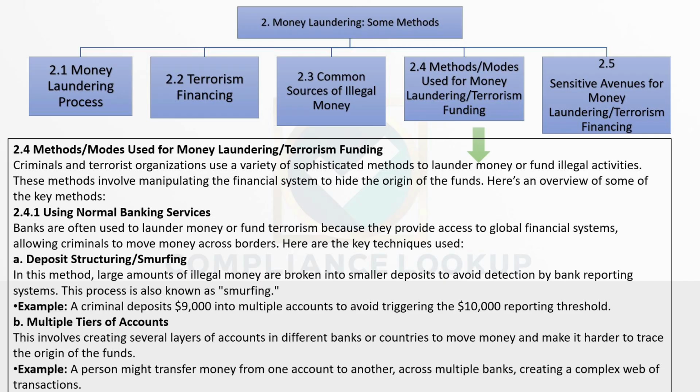B. Multiple tiers of accounts. In this method, criminals move money between different banks or countries, creating multiple layers of transactions. This complex web makes it harder for authorities to trace the original source of the funds. For instance, a person may transfer money through several accounts in different countries, making tracking nearly impossible. These sophisticated tactics help criminals move and hide illegal funds, complicating law enforcement efforts to combat such activities.